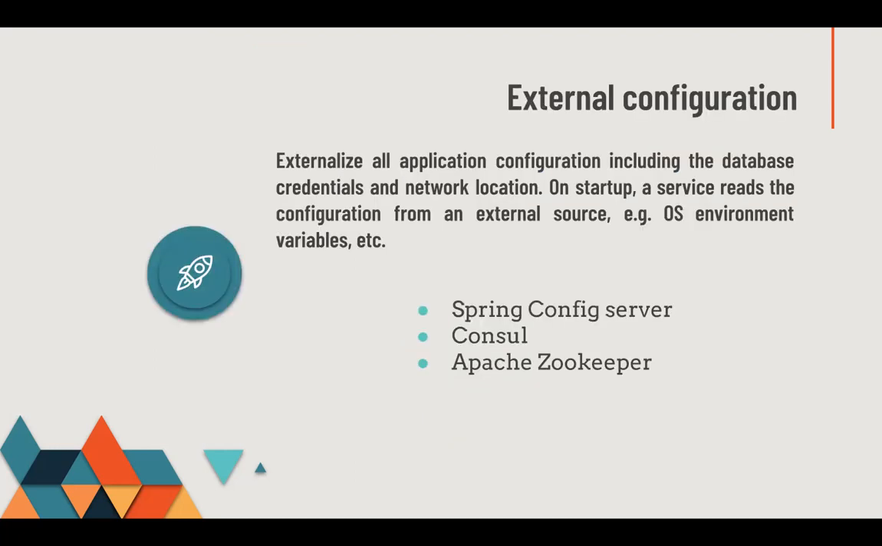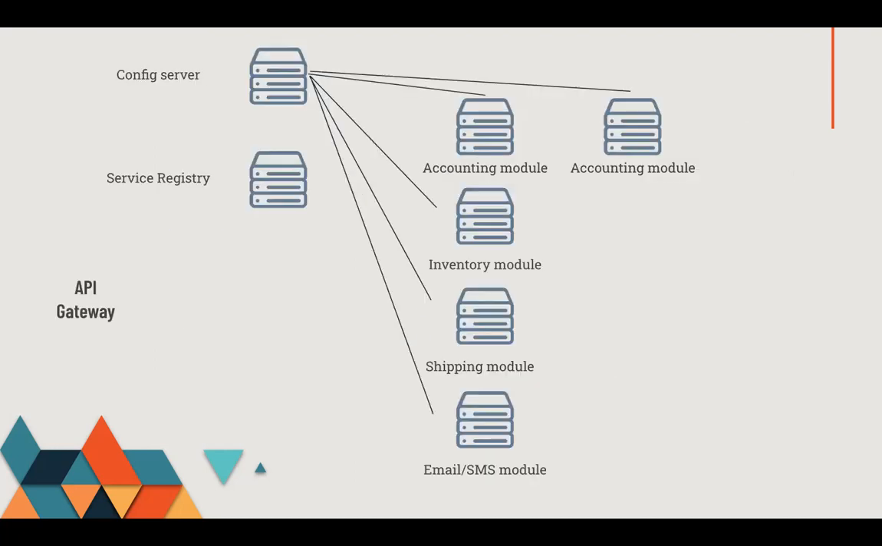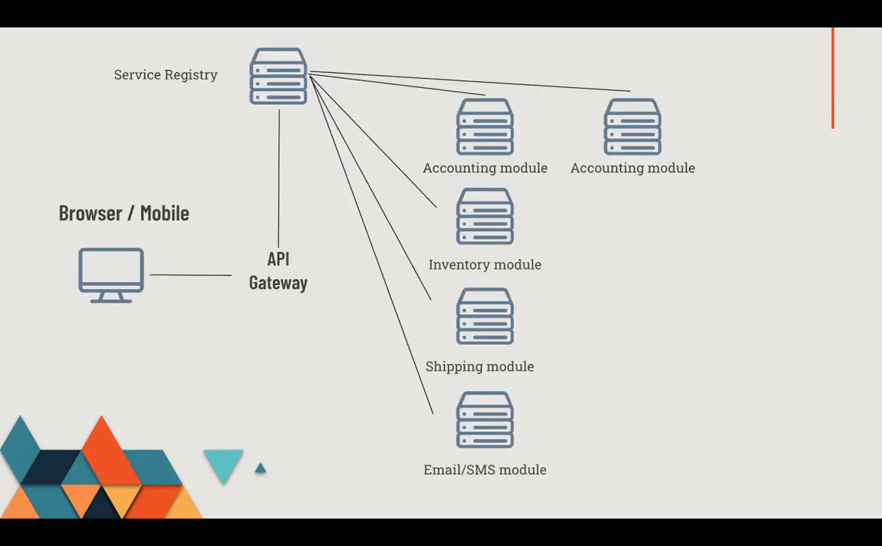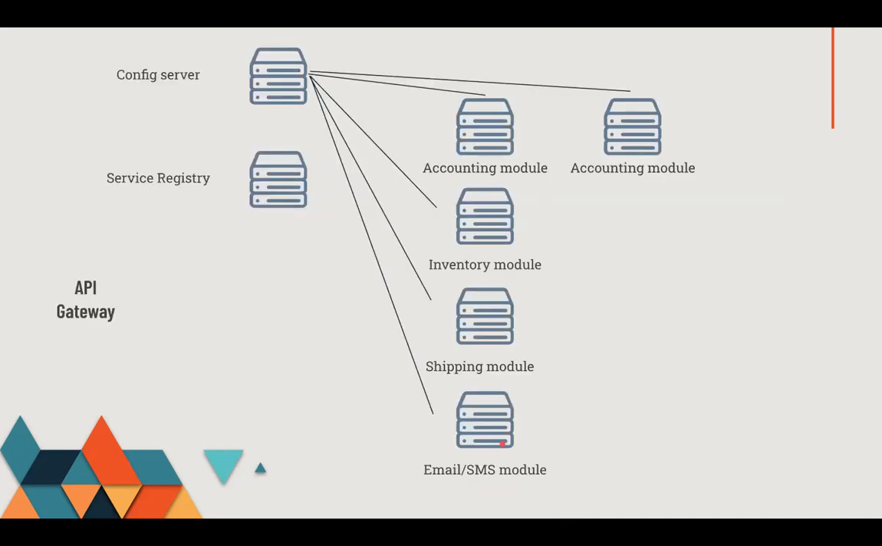Say, for example, we have the email service. Think of the email module as having 10 instances. Sending email is one of the huge tasks that we need to do. So we have 10 microservices, 10 small services, 10 instances of the email and SMS module.